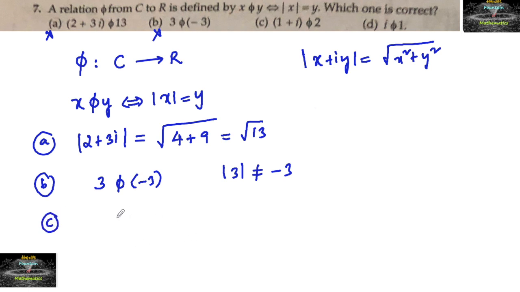And coming to the third option, 1 plus i. So mod of 1 plus i is equal to under root of 1 plus 1, which is equal to root 2, but it is not equal to 2. Since it is given 1 plus i is related to 2, the third option also fails.